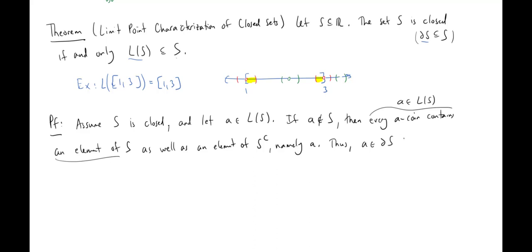But we know that the boundary of S is contained in S because S is closed. And therefore, A is an element of S. But that's a contradiction because we assumed A was not an element of S. So this contradiction shows that A not an element of S is a false statement. Therefore, A must be an element of S. And because we chose A arbitrarily, we know that the set of limit points is contained in S. Okay, so that's one direction of the proof.